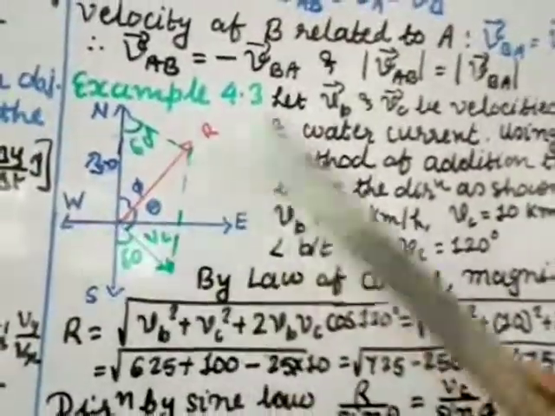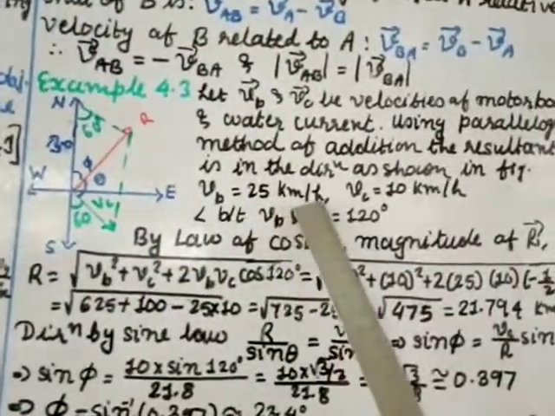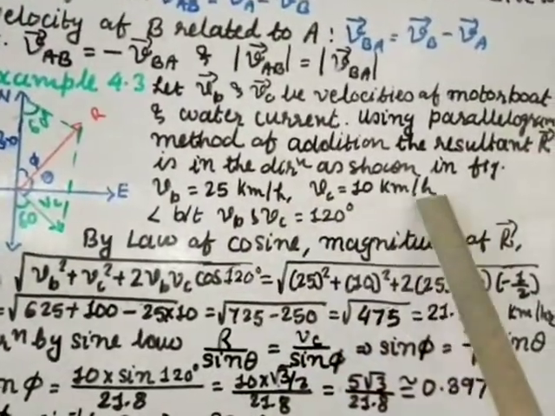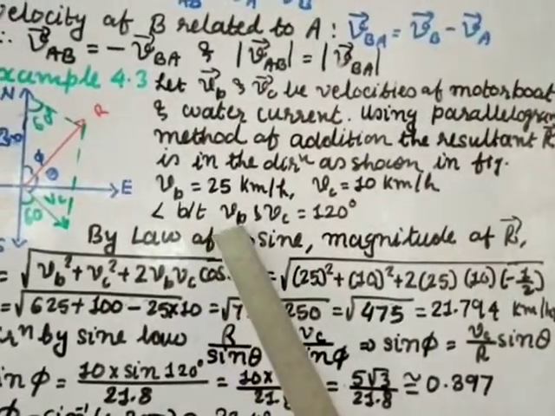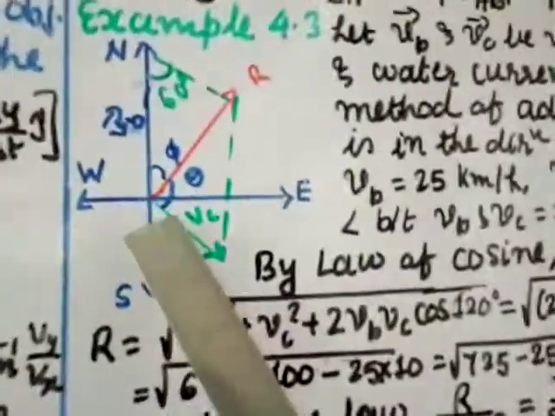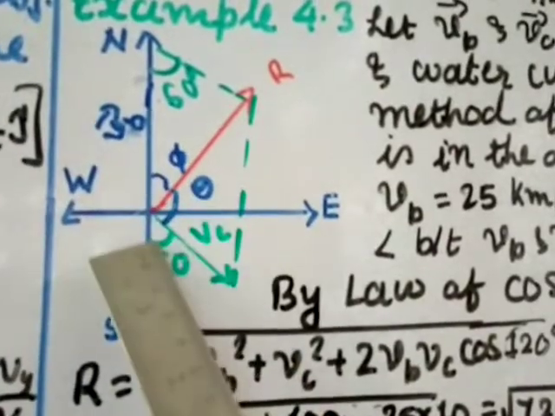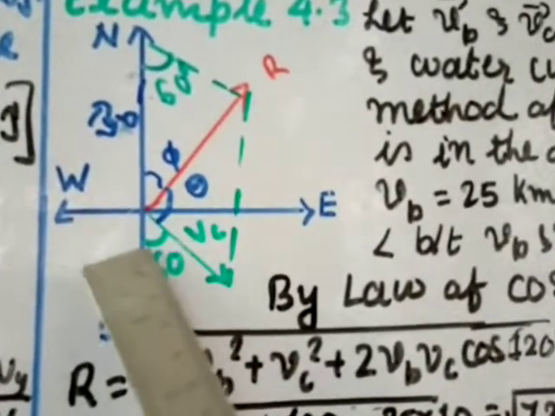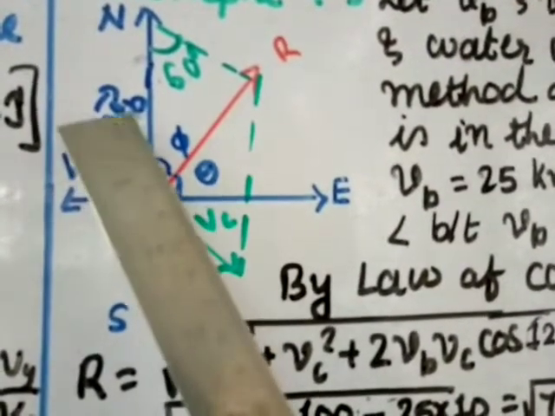VB is given as 25 km per hour, VC is given as 10 km per hour, and the total angle is 180. This angle is 60, so from 180, if you minus 60, you will get the angle between VB and VC, that is 120.